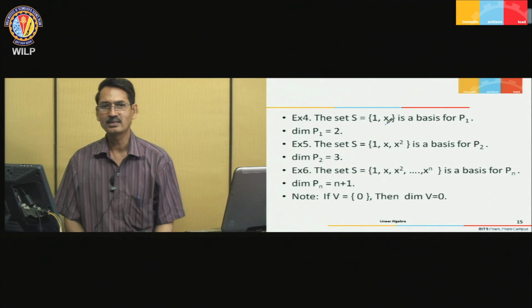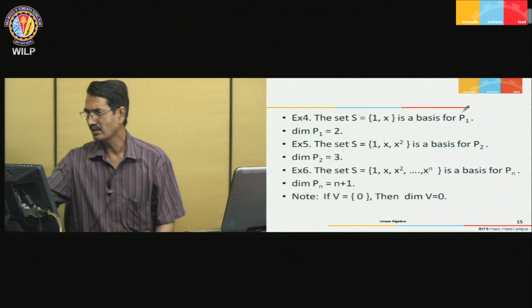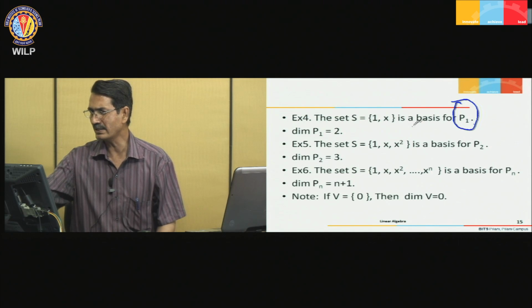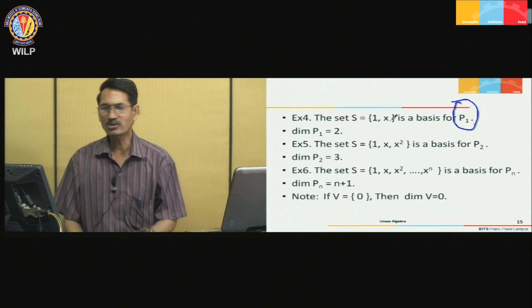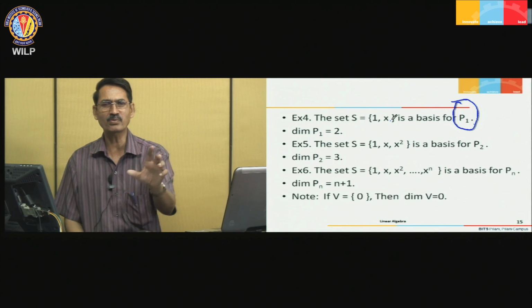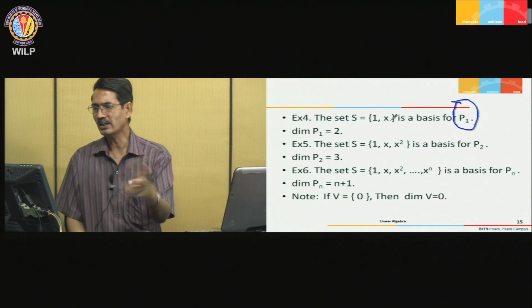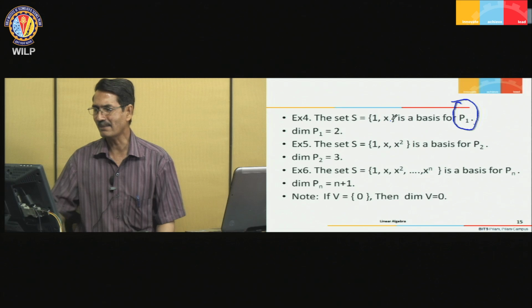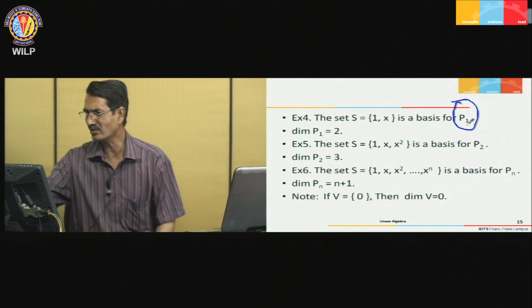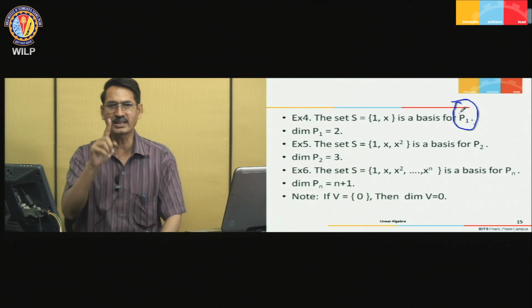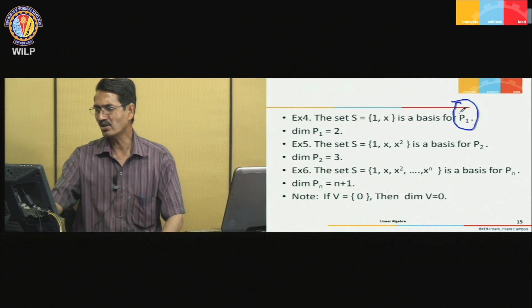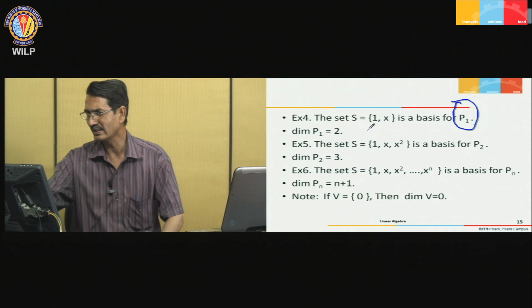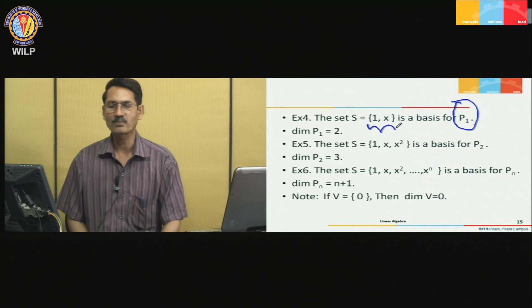And again S spans P1. P1 is the set of polynomials of degree less than or equal to 1, so any polynomial of P1 is a linear combination of 1 and x, because any polynomial of degree 1 is of the form a plus bx. Therefore, S spans P1 also, and hence S is a basis for P1, and the dimension of P1 is 2, because S is a basis and it contains 2 elements, 1 and x.